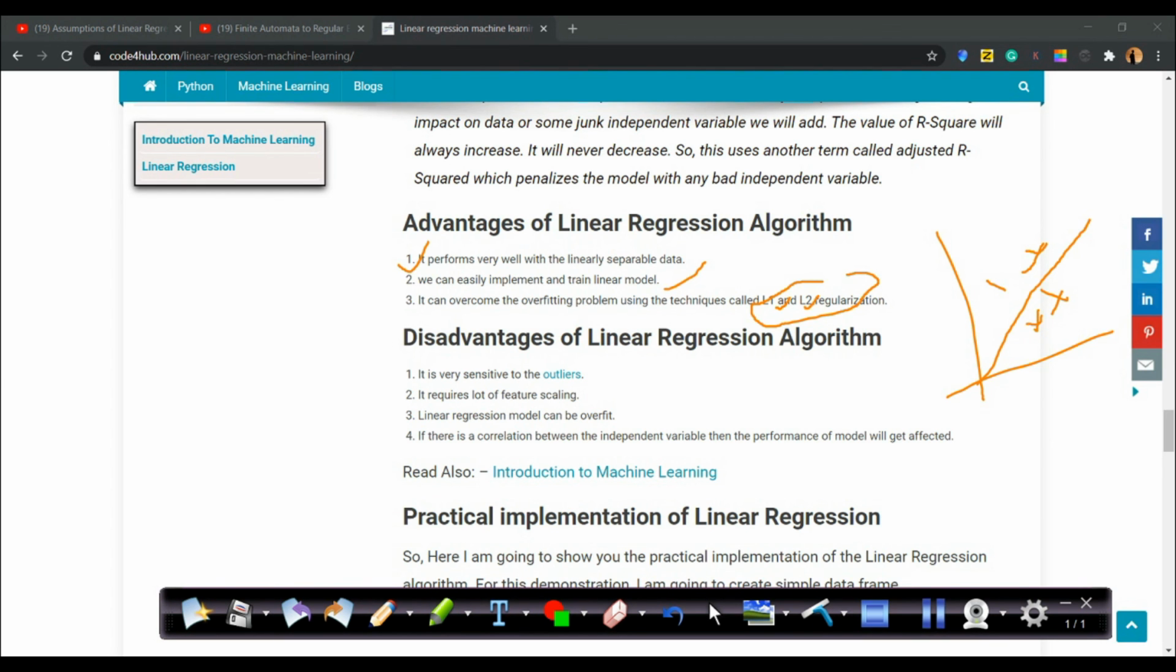Now, what are the disadvantages of linear regression? It is very sensitive to outliers, which means it can overfit. It requires a lot of feature scaling, and it can overfit, as I have already explained. And if there is a correlation between independent variables, then the performance of the model can be affected. So these were the disadvantages of linear regression. And what outliers are, I will explain everything.